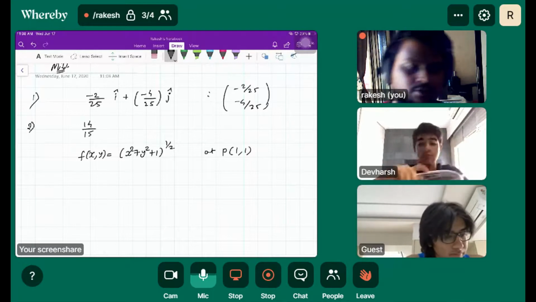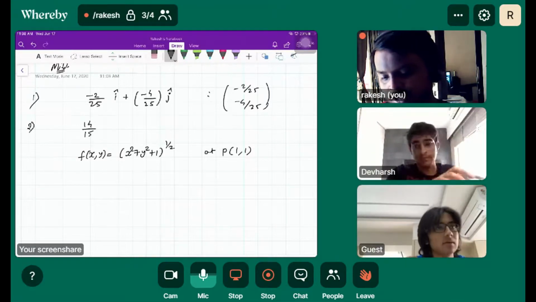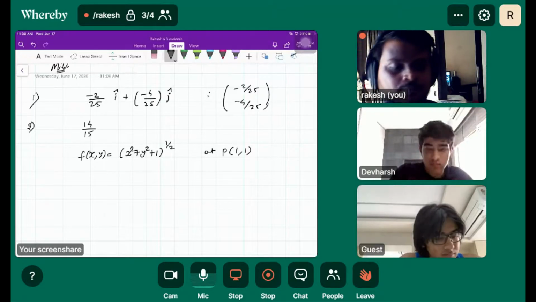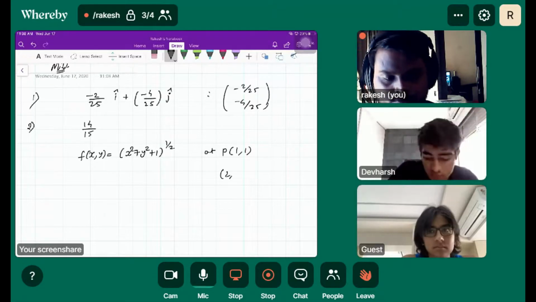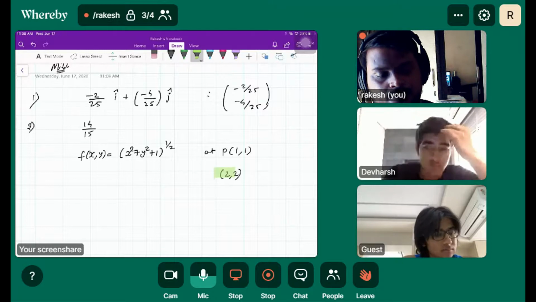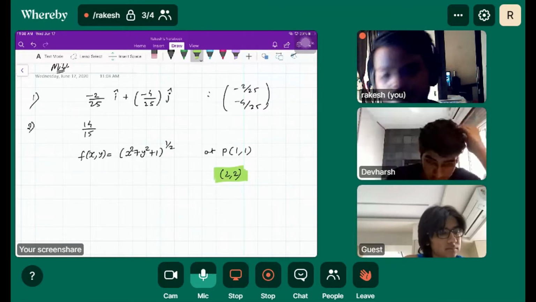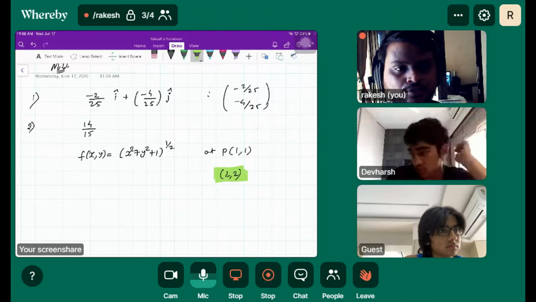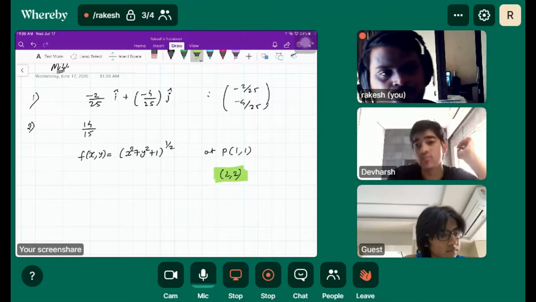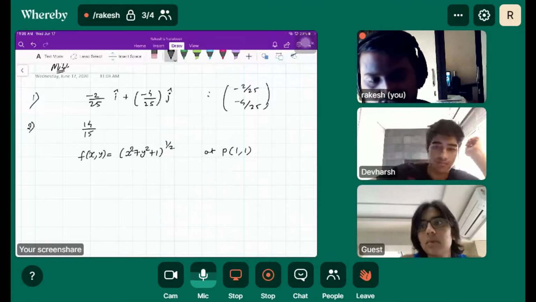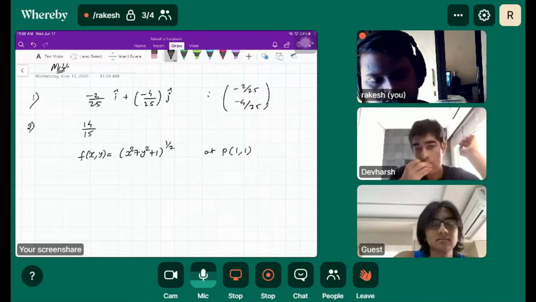My bad, because I had given you this point, right? But while plugging the points, I plugged 2 comma 2. So that was my mistake. That gave me 4 plus 4 plus 1, which means 9. Root of 9 is 3. So that was the mistake. Obviously Deva's answer is right.